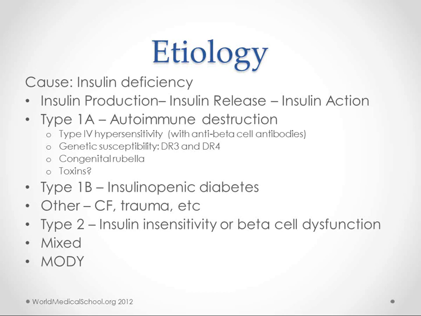You can also have a mixed cause where you have type 2 mixed in with type 1, which can get kind of complicated. And then you have this MODY, or mature onset diabetes of youth. And this is actually more common than type 2 diabetes is in children, but much less common than type 1. And it's caused by genetic defects, either in beta cell function or insulin receptors or other protein defects.